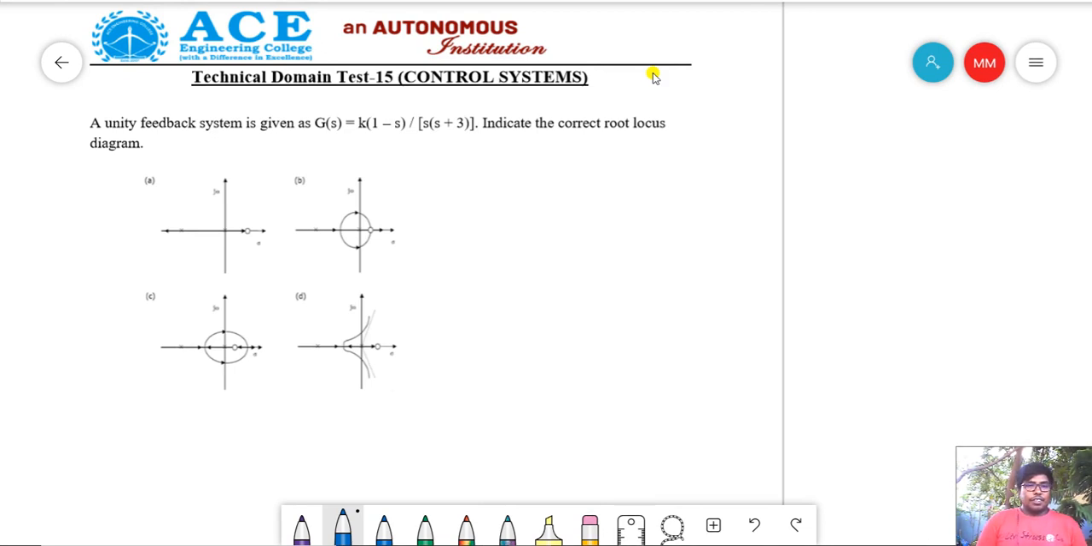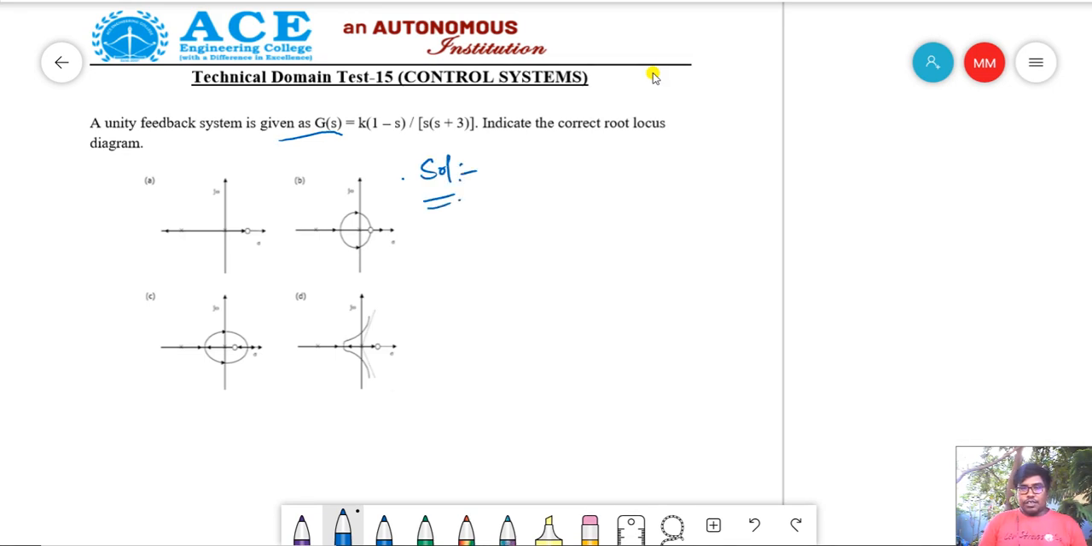Here a unity feedback system is given as G of s is equal to K into (1 minus s) divided by s into (s plus 3). Indicate the correct root locus diagram. Four options of root locus diagrams are given, and you need to find the correct answer. Let us see the solution.